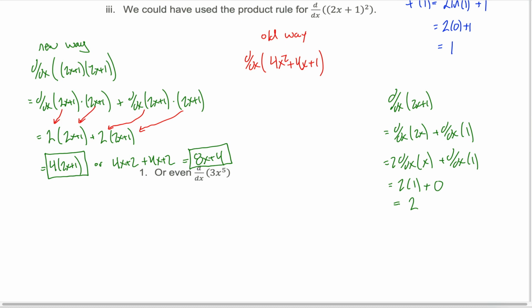One last example before I end this video. I know it's a little bit long. Sorry about that. If you saw an example like this, the derivative of 3x to the 5th power, you do not need the product rule at all.